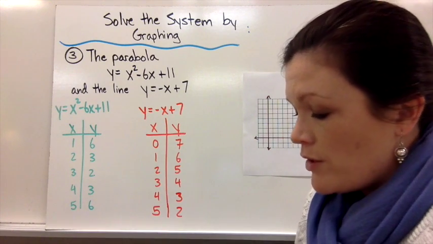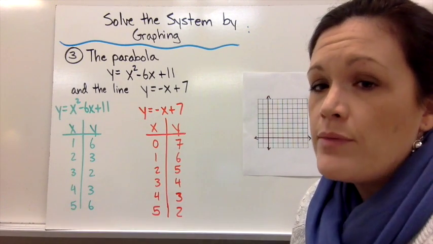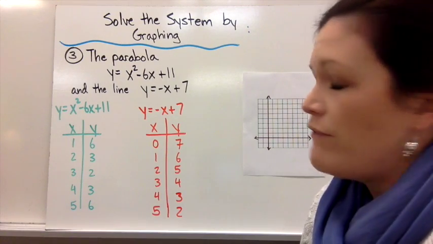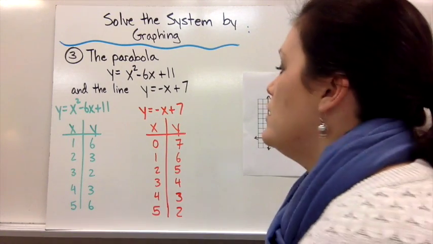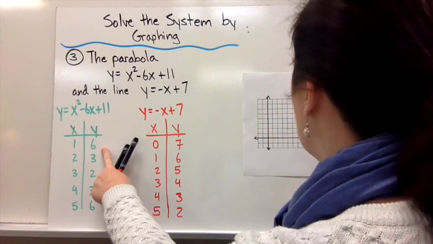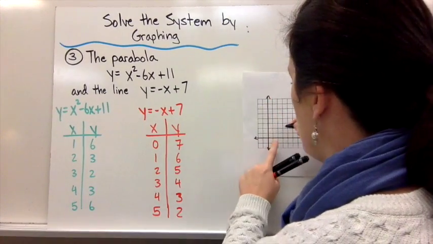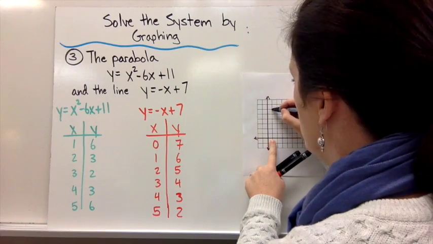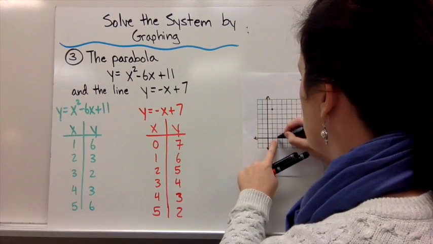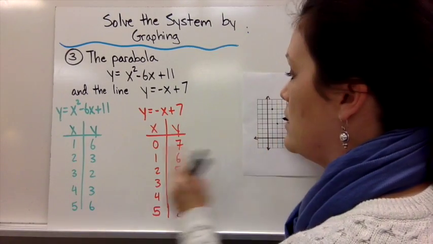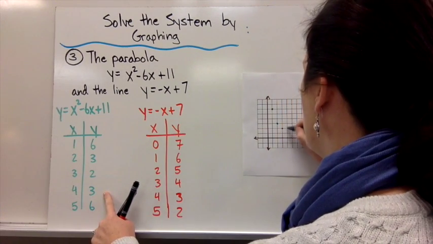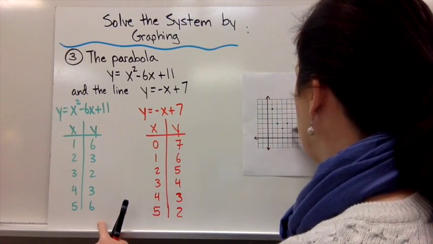So the way you solve by graphing is you have to graph them, plot points, graph them specifically so you know exactly where they are and find where they intersect. All right, so let's start with the parabola. I have 1, 6, so I'm going to go right 1, up 6. 1, 2, 3, 4, 5, 6. Then I have 2, 3, so 2, 3, 3, 2, 4, 3, and 5, 6.